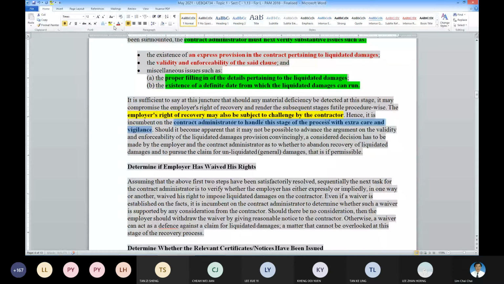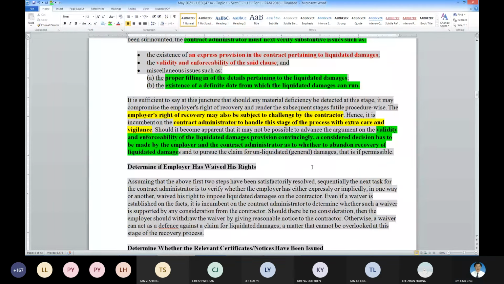So if it's the enforceability and the validity, then you find that you may have to drop the LD claim. You find that it is contractually wrong or procedurally wrong to impose the LD. Then the employer claim for UD under the common law.